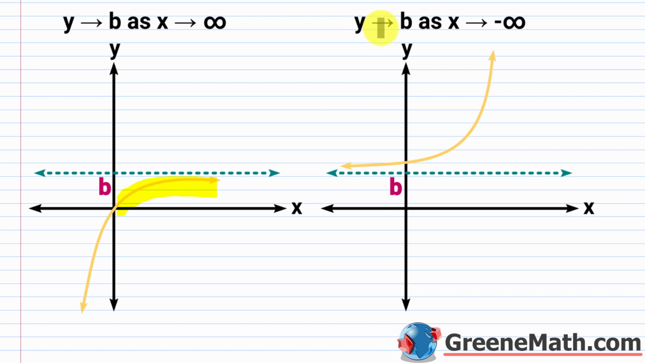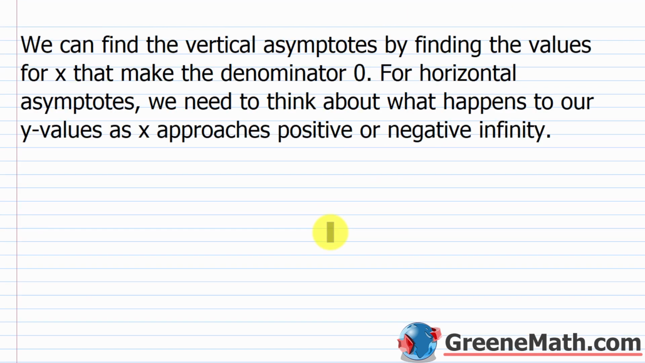Then over here, y approaches b as x approaches negative infinity. So here we're talking about as x decreases without bound. So as we approach negative infinity, again, the y values are approaching b. All right, in terms of finding asymptotes, it's actually pretty simple overall.